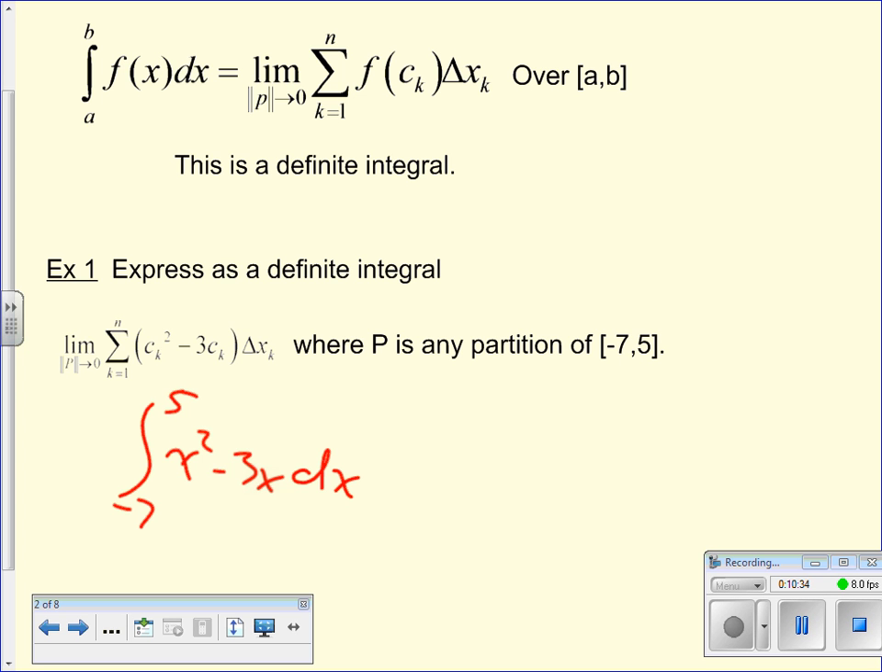Wait, is k always equal to 1? No, k is just some value. No, this is k equals 1 to n. So k sub 1 is the first one, k sub 2 is the second one, where k increases in value over time. Would there be parentheses around the x squared minus 3x?